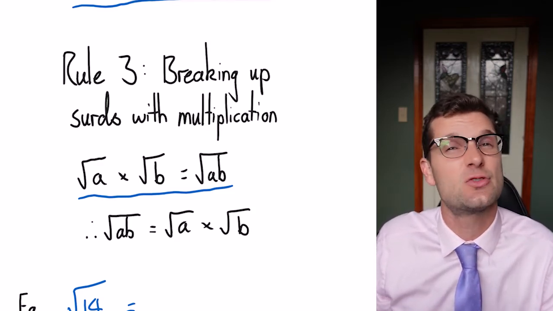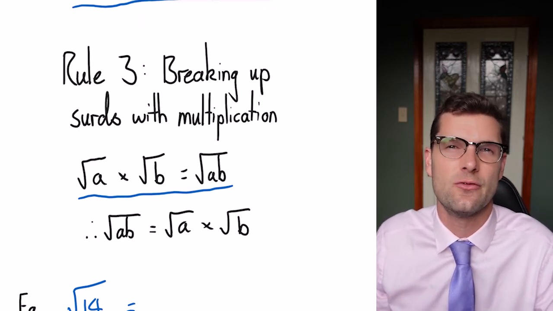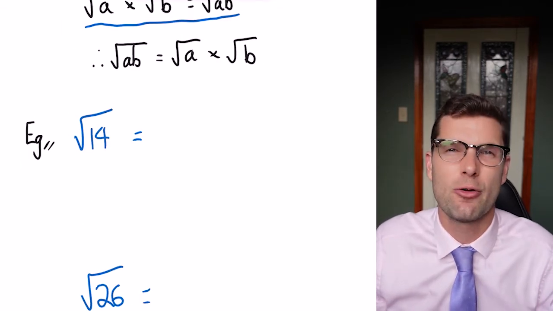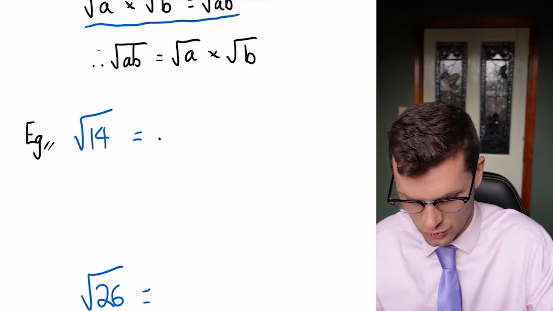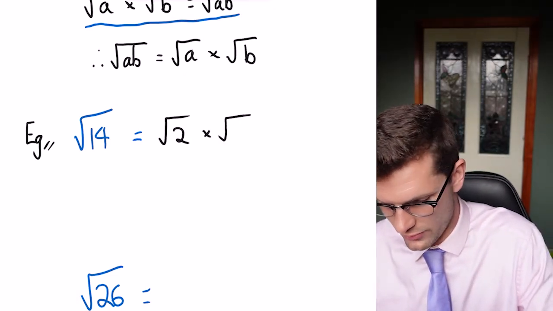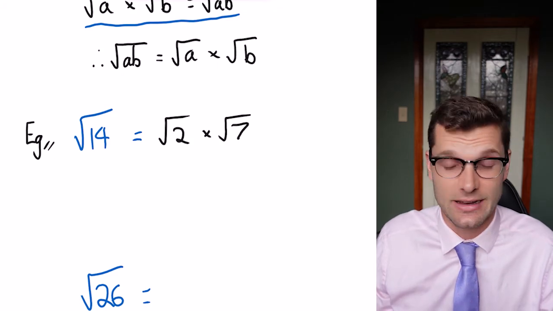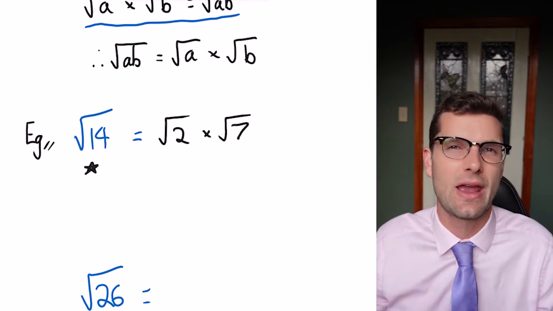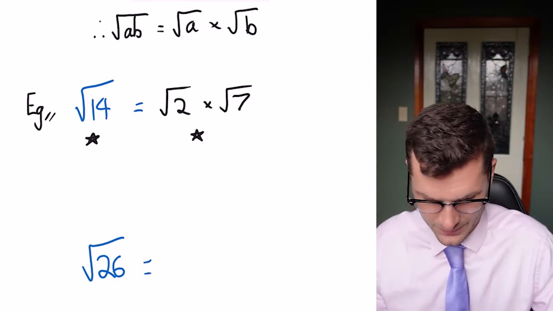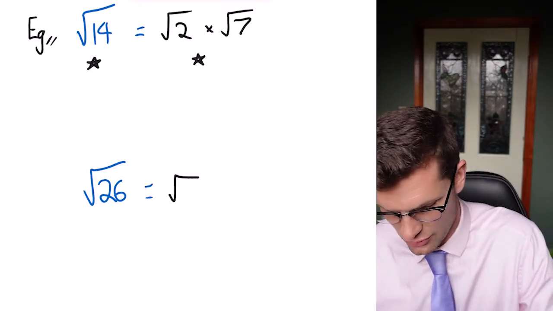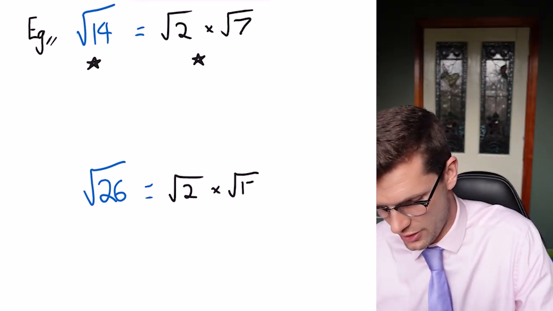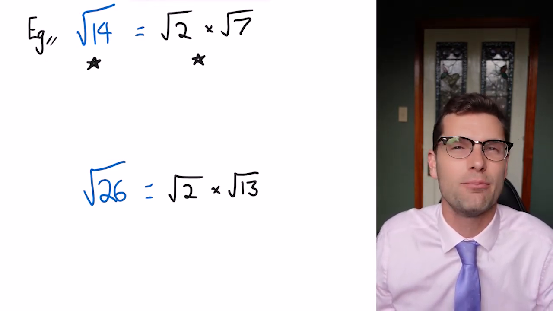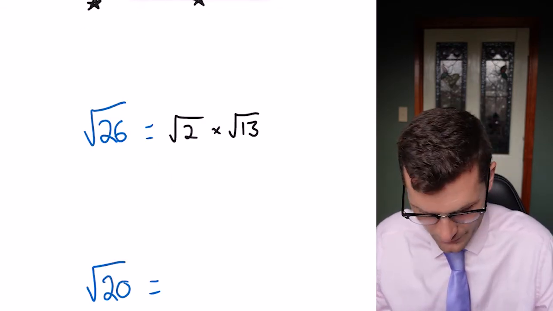If you can find factors within the surd term that you've been given, you might be able to break this into more manageable chunks. For example, the square root of 14 is the same as the square root of 2 multiplied by the square root of 7. That's a fine breakdown. If your teacher wants you to write it under one surd, that's fine. But if they ask you to expand it out, this is also correct. The square root of 26 is equal to the square root of 2 multiplied by the square root of 13. And we can't break down either of those other surds because everything in here is prime. So that's as much breaking down as we can do.